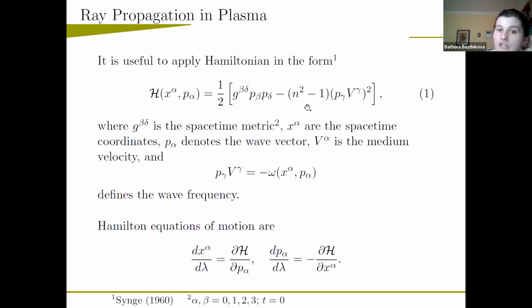The only thing here which I should maybe stress is that when I have these Hamiltonian equations of motion, when we are in vacuum, then this lambda is an affine parameter, which is not the case for a dispersive medium, for a general medium. It is not an affine parameter, but it is not a significant problem for this formalism.